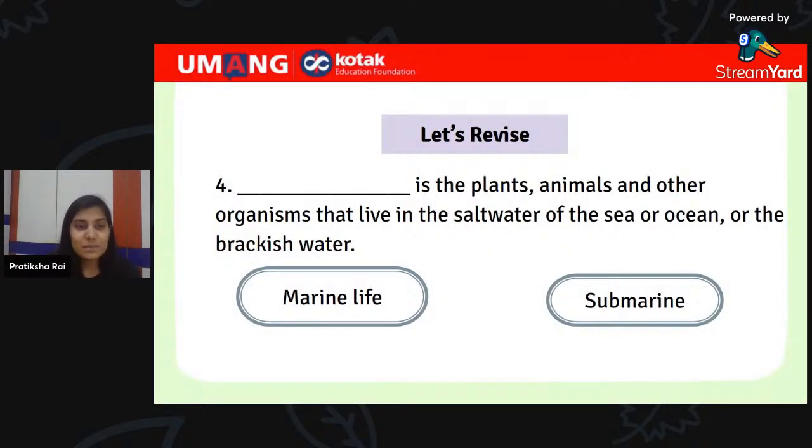All right. Let's look at the next one. Dash is the plants, animals, and other organisms that live in salt water of sea, ocean, or the brackish water. Think about the answer. Is it marine life or submarine? What do you think is the correct answer? What is a submarine? It is a watercraft, right? Type your responses, everybody, quickly in the chat box. I'll give you 2 seconds to do that. Yes, I can see a few responses. The correct answer is marine life. So, marine life is the plants, animals, and other organisms that live in the salt water of the sea, ocean, or the brackish water. Well done.